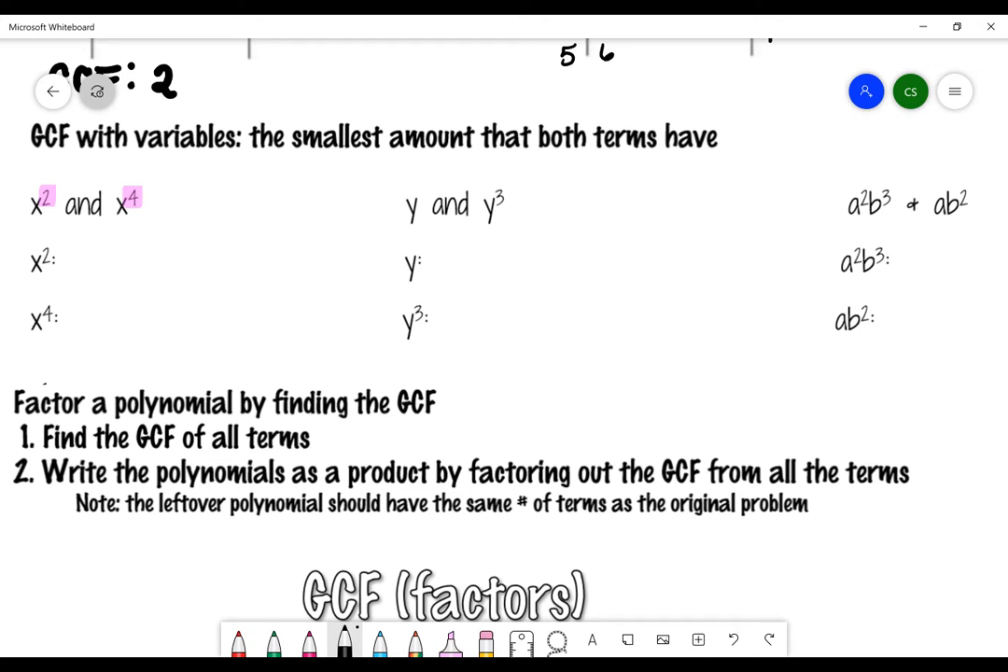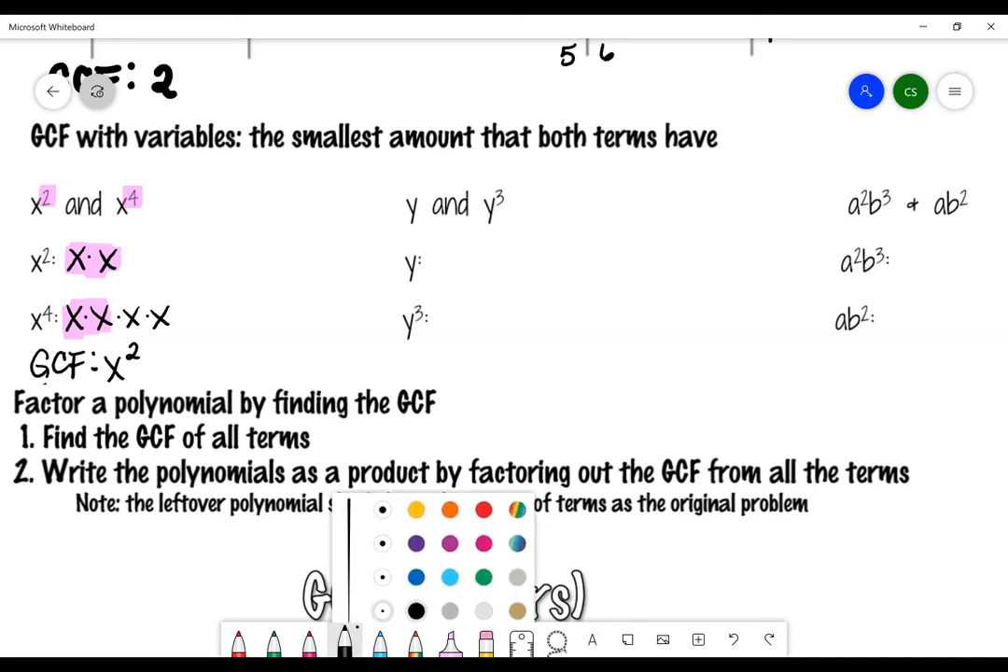So the factors of x squared are x and x because it's 2 of them. The factors of x to the power of 4 are 4 x's. Now, to find the greatest common factor between x squared and x to the 4th, how many do they share? 2. They don't share 3 because x squared only has 2 x's. They don't even have 3 x's to share. So the greatest common factor between x squared and x to the 4th is only x squared because they only share 2 x's.